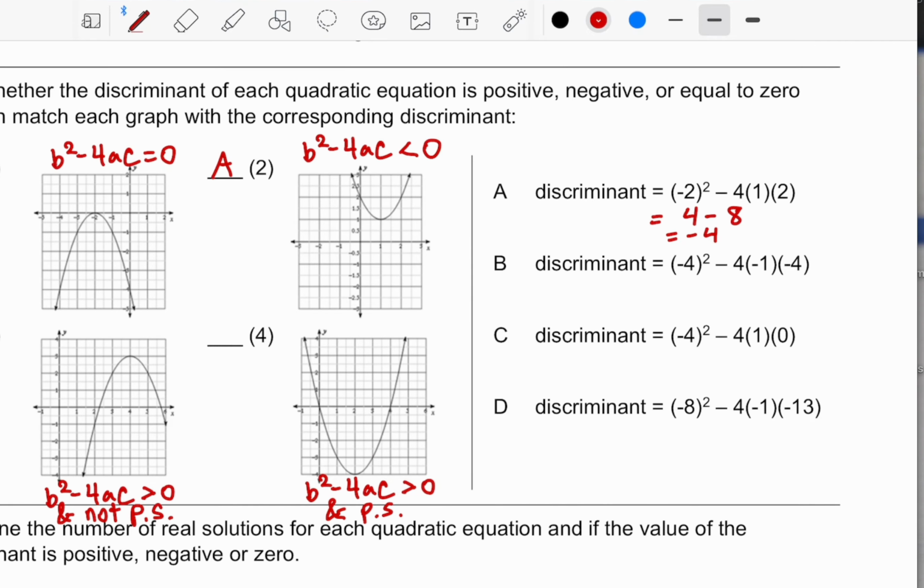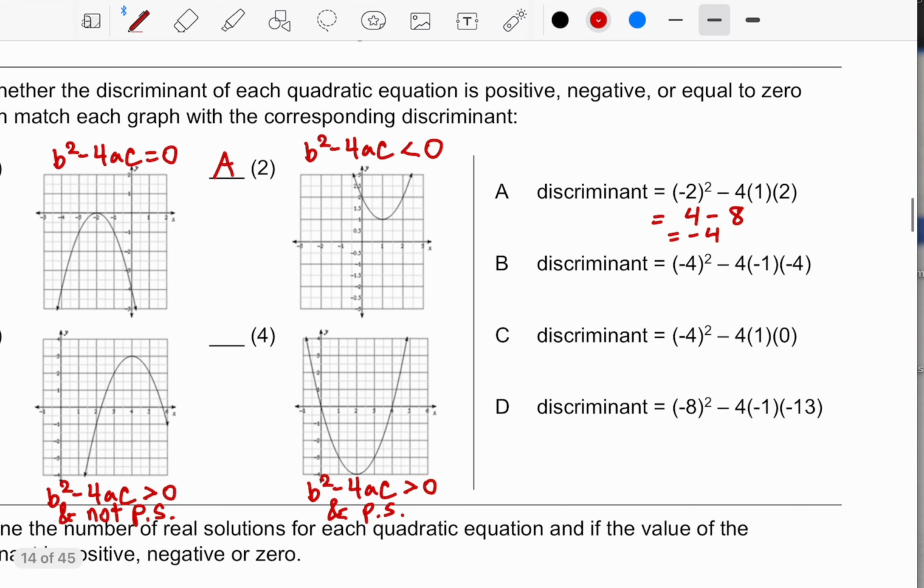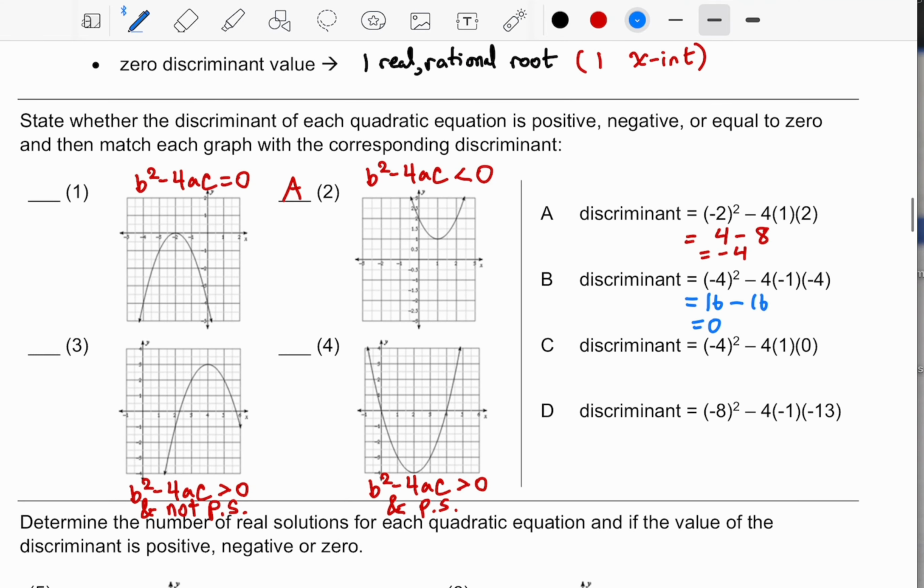All right? So the next one, negative 4 squared is going to be positive 16. If I get my pen to work. I got 3 negatives multiplied. That's going to give me a negative result. 4 times 1 times 4 is 16. Gives a result of 0. All right, the case of 0 is the case where it intersects the x-axis only once. So b and 1 correlate or correspond to one another.